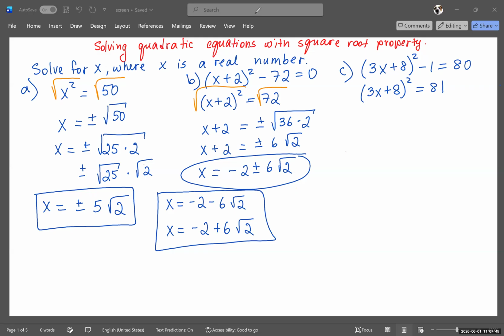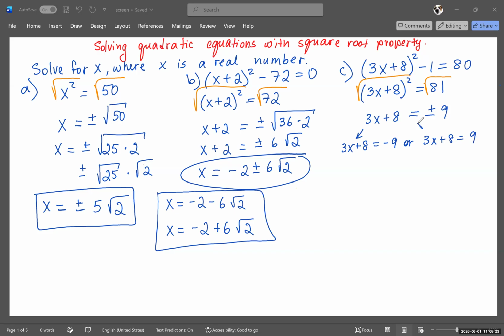Now at this point, we can take the square root of both sides. So that would be 3x plus 8. The square root and the square cancel each other out. The 81 is a perfect square, so this time plus or minus 9 when you take the square root of 81. Now here you don't have a choice. You actually do have to split it into two separate equations. The first one, 3x plus 8 equals negative 9. And the second one, 3x plus 8 equals positive 9.